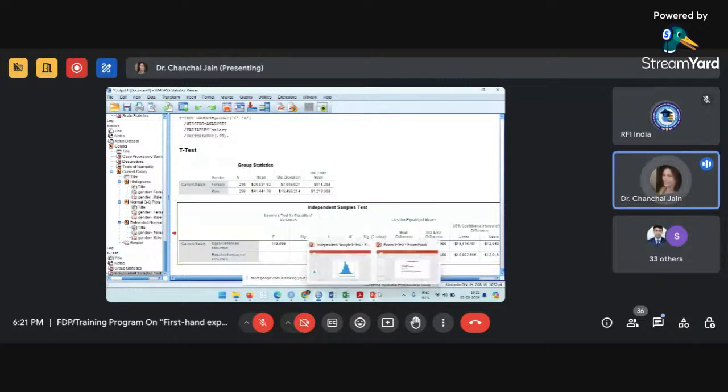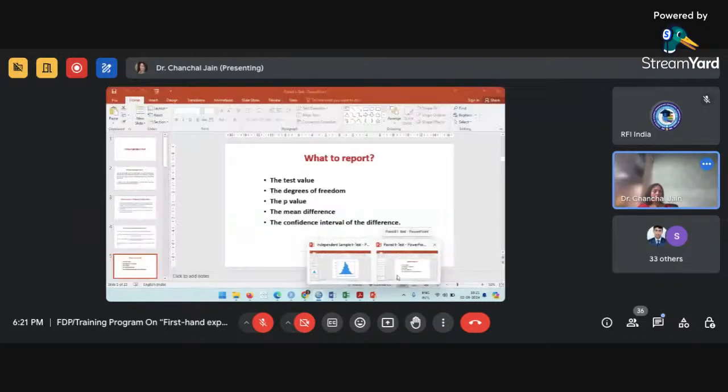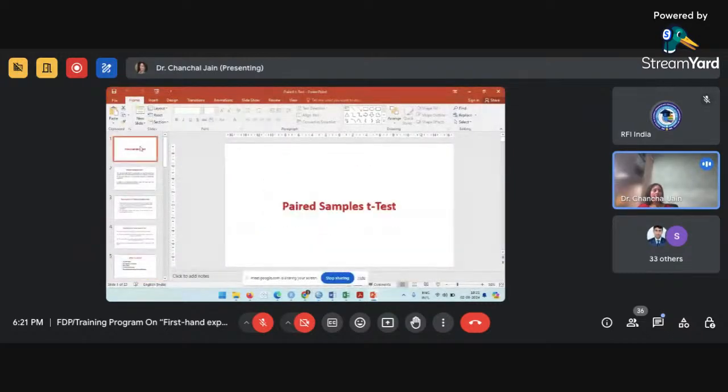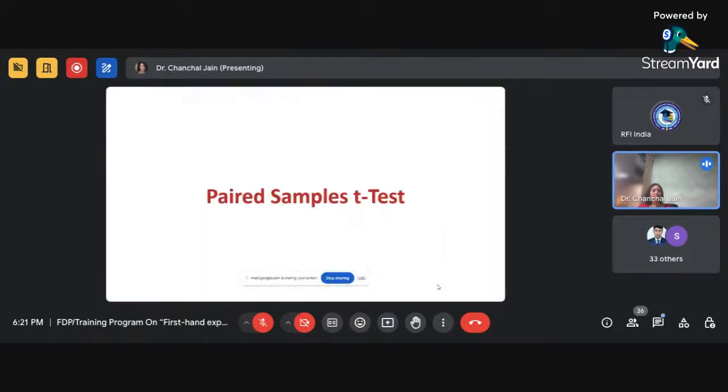So now I will talk about the next test, which is the paired sample t-test. Is the slide visible to everyone? Slide is visible? Yes.